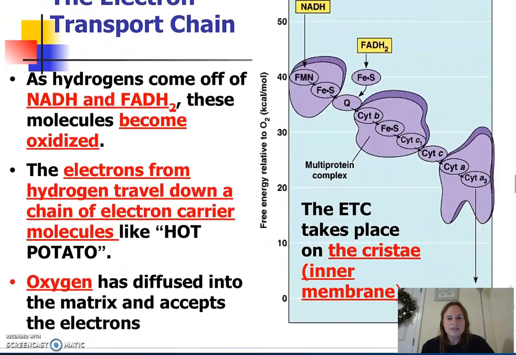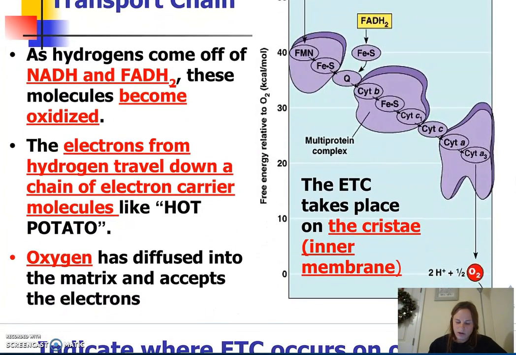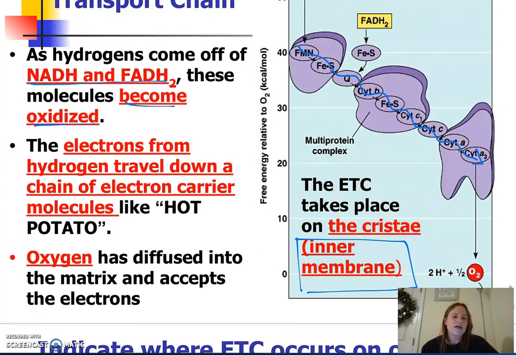Well, it takes place in the cristae, in the inner membrane specifically. And what happens during the ETC? Well, NADH and FADH become oxidized. They lose those electrons. Those electrons get passed along the electron transport chain, kind of like a hot potato, where oxygen is going to act as the final acceptor.